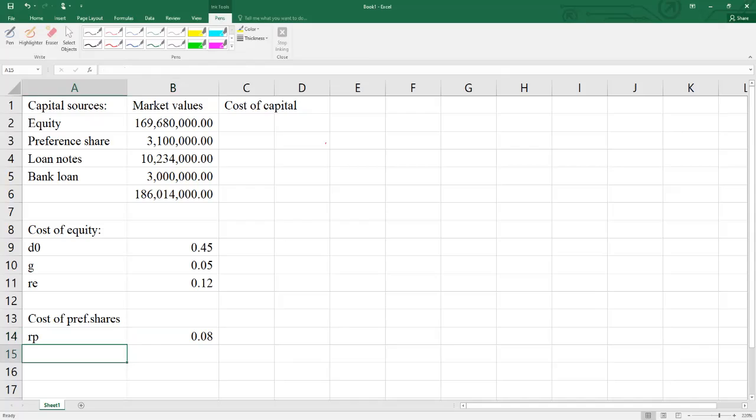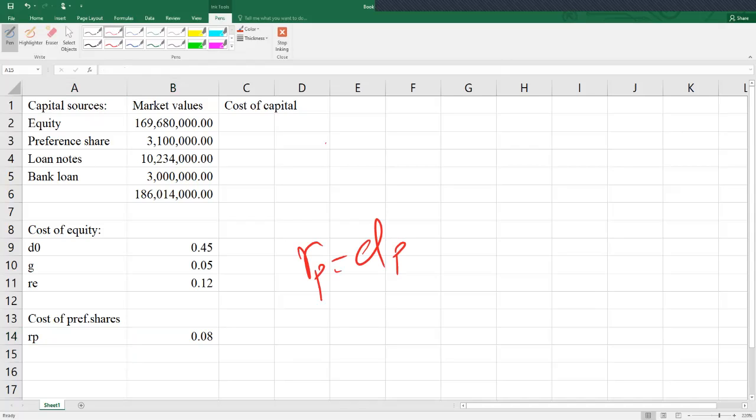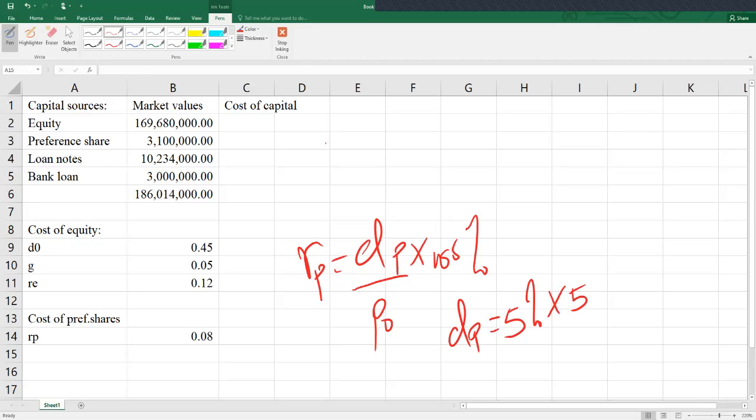Don't forget, the cost of preferred share is the preferred dividend divided by P naught, times 100%. The preferred dividend was equal to 5% of the nominal, which is 50 cents. This is equal to 2.5 cents. Divide by the market value, which is that one. Therefore the cost is equal to this.